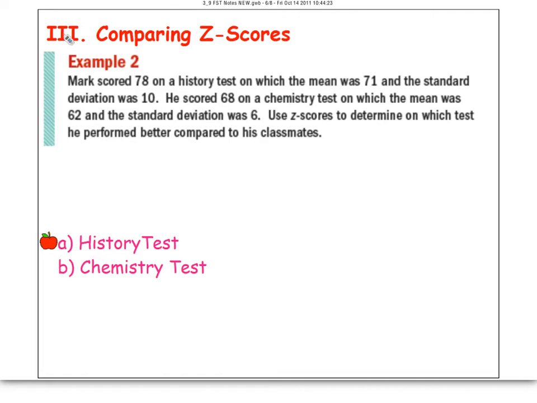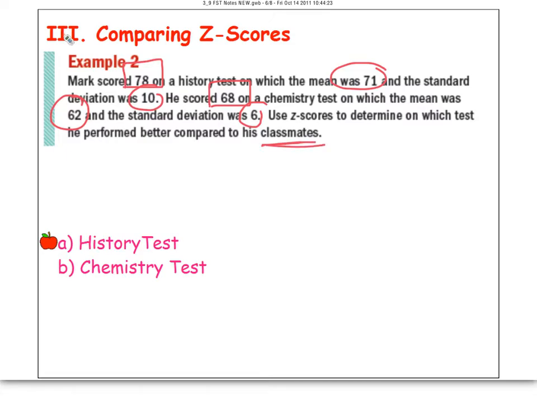In learning objective B, we're going to learn how to make a decision when comparing two z-scores. So we have Mark here. He scored a 78 on a history test. The class mean was a 71. Standard deviation was 10. And there's his score. He scored a 68 on a chem test where the class mean was 62. Standard deviation was 6. Use the z-scores to compare which class or which test he did better on compared to his classmates. And you can do this if both of these test scores reference the same classmates.